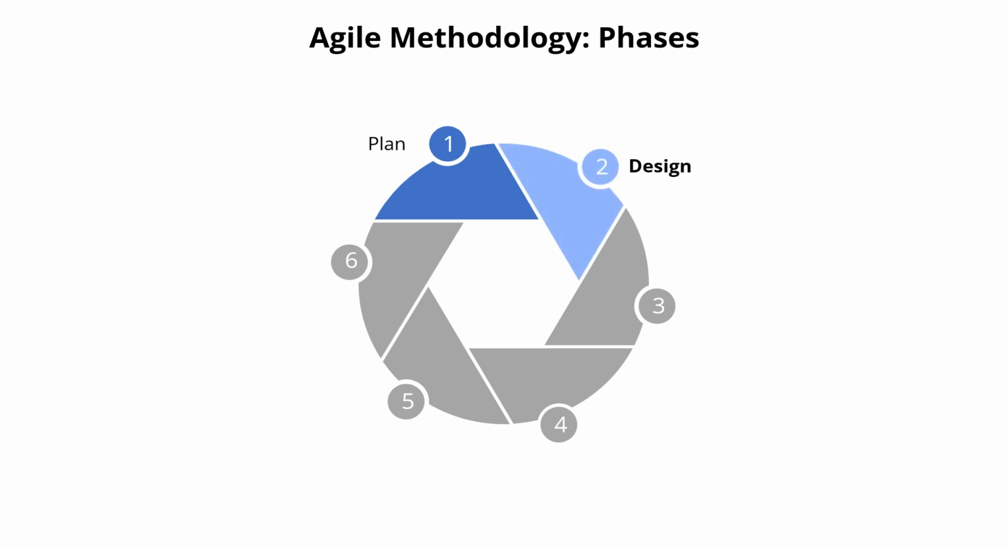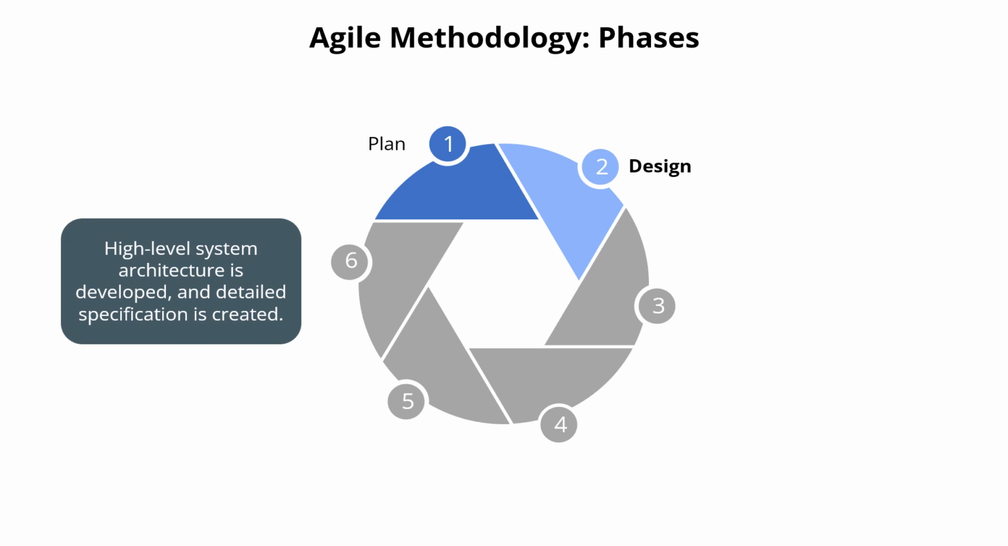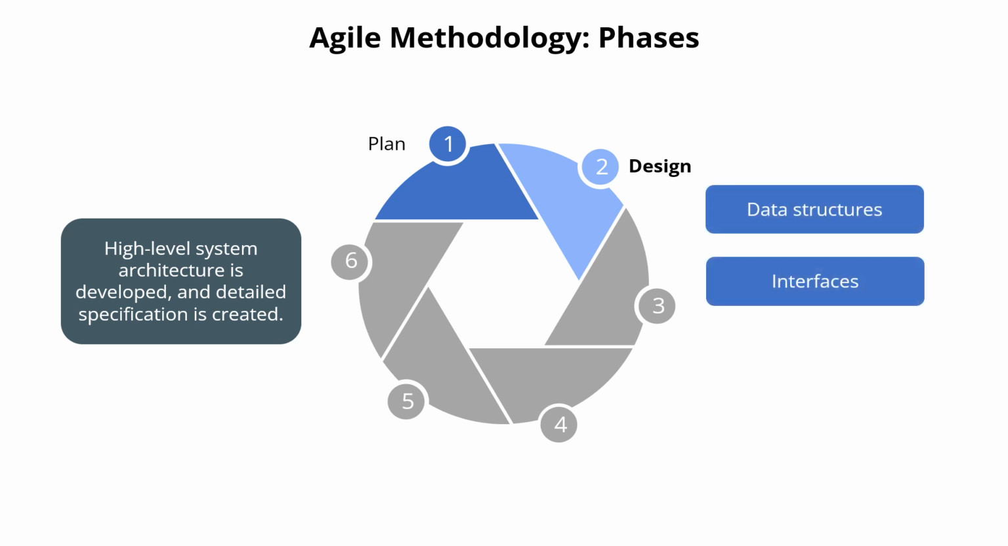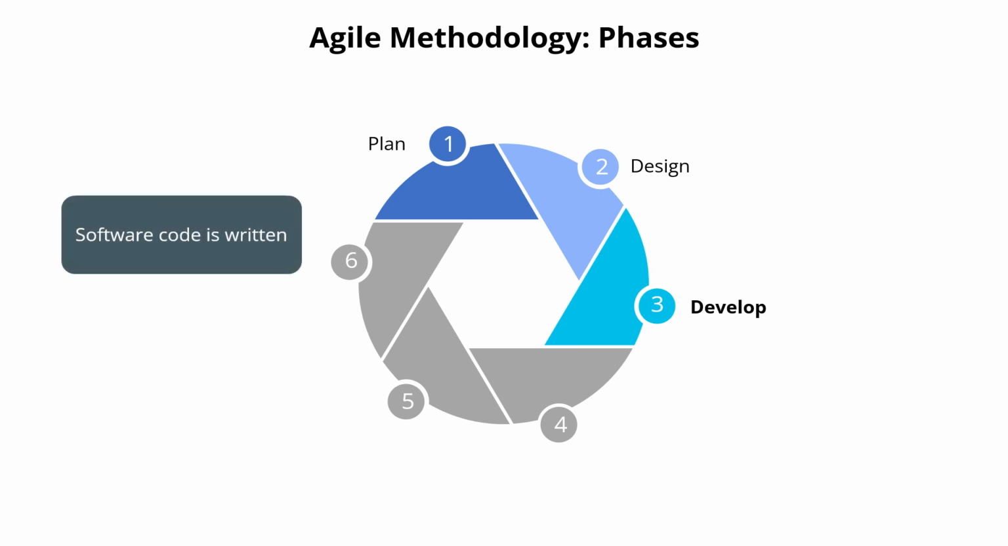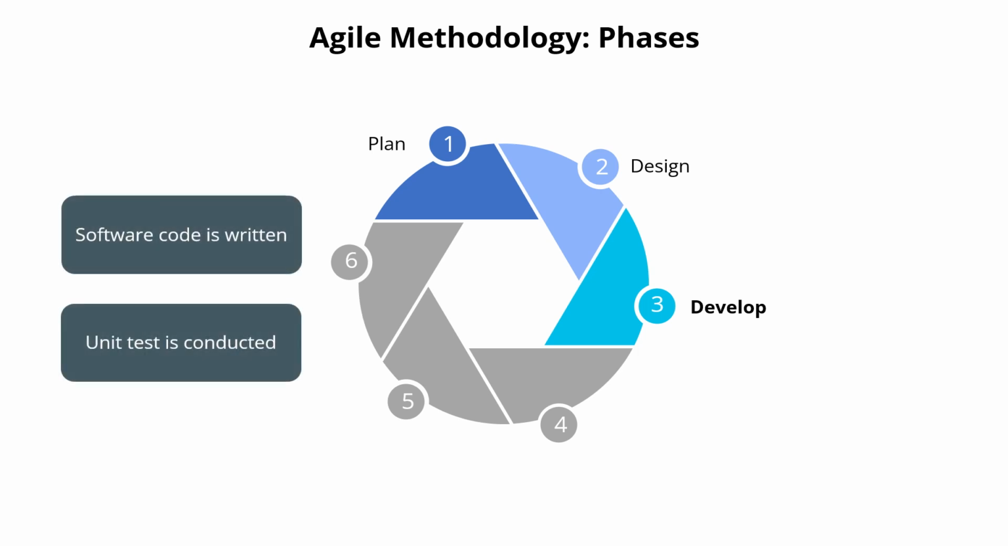Design. The design phase involves the development of a high-level system architecture and the creation of detailed specifications. This includes outlining data structures and interfaces and planning for the software user interface. Develop. Moving into the development phase, the team writes the actual code for the software and conducts unit testing to ensure the functionality of individual components.